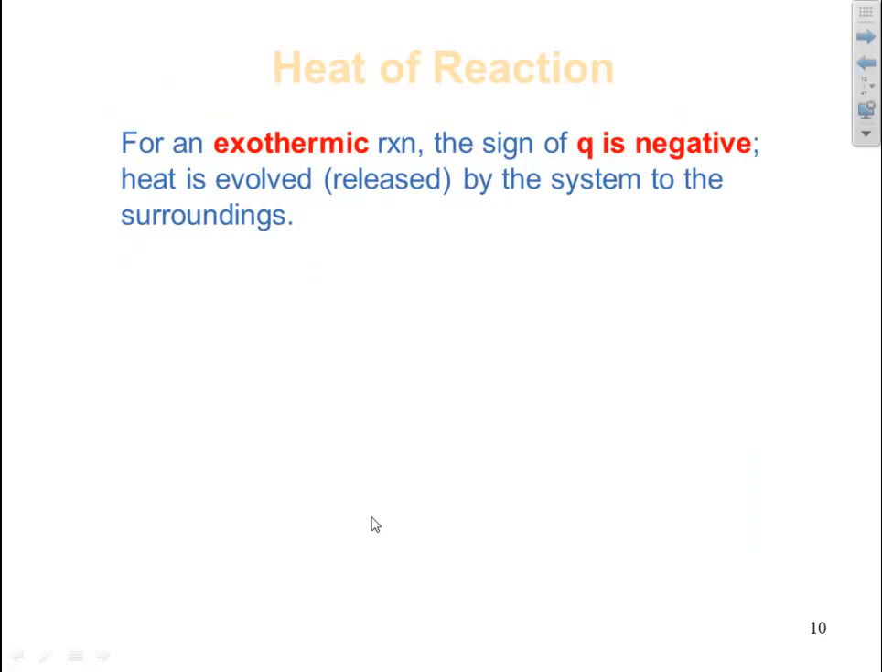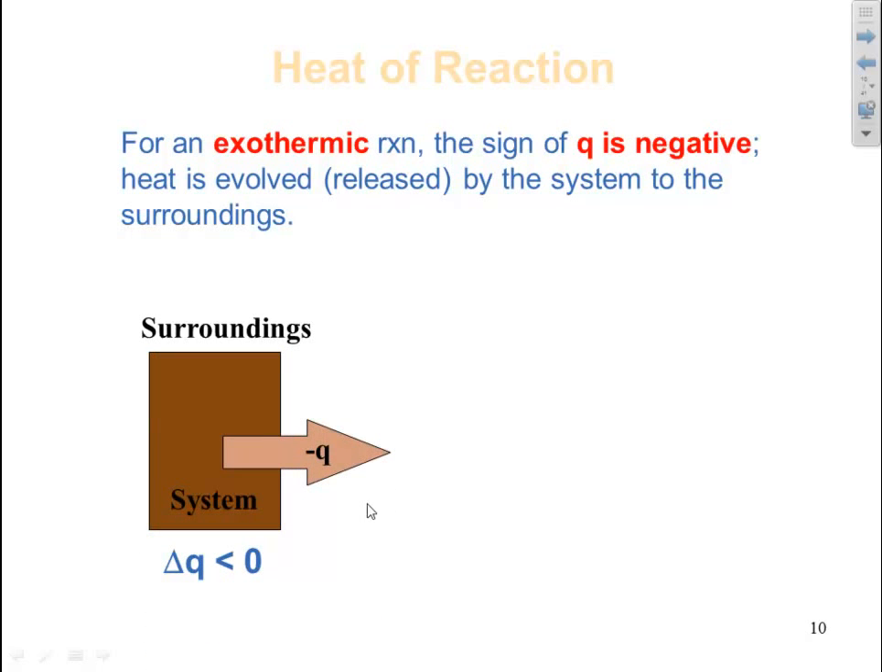For an exothermic reaction, the sign of Q is negative. Heat is evolved or released by the system to the surroundings. So your Q is less than 0. The heat is coming out of the system and going to the surroundings, so we have a negative heat. The temperature of your system is going down, so your internal energy is going down. The temperature of the surroundings is increasing.